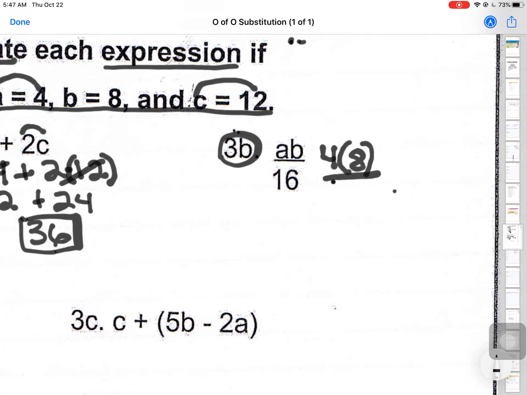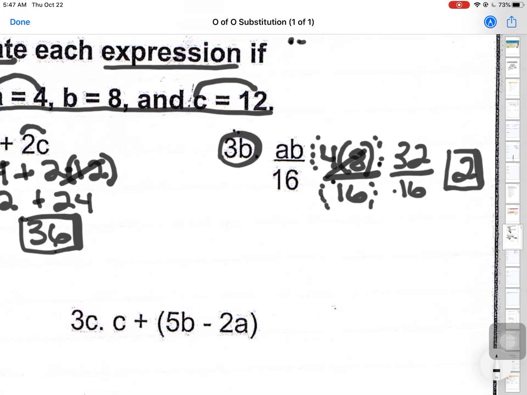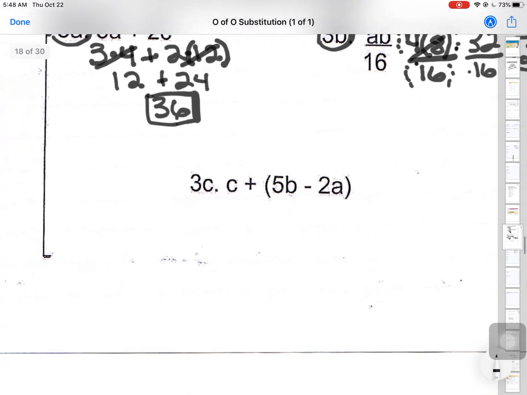Bring down my vinculum. That separates the two into two separate problems. It's almost like it's putting little invisible parentheses here. It tells me to do these separately first. So I will. 4 times 8, 32. Bring my bar. Divided by 16. 32 divided by 16 is 2. Make sure you're copying everything down.